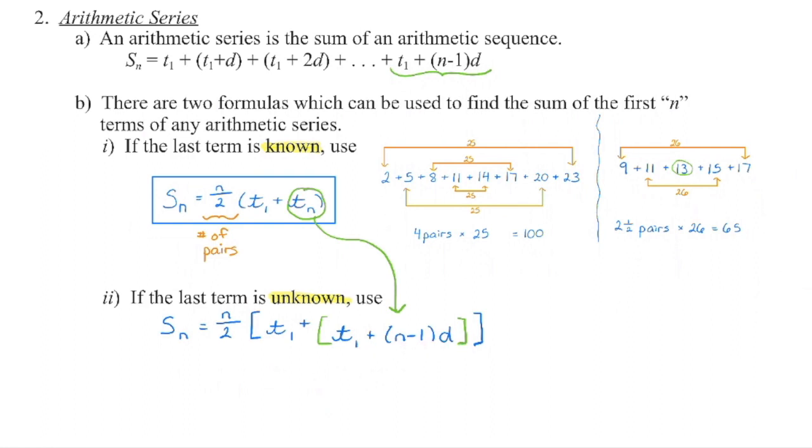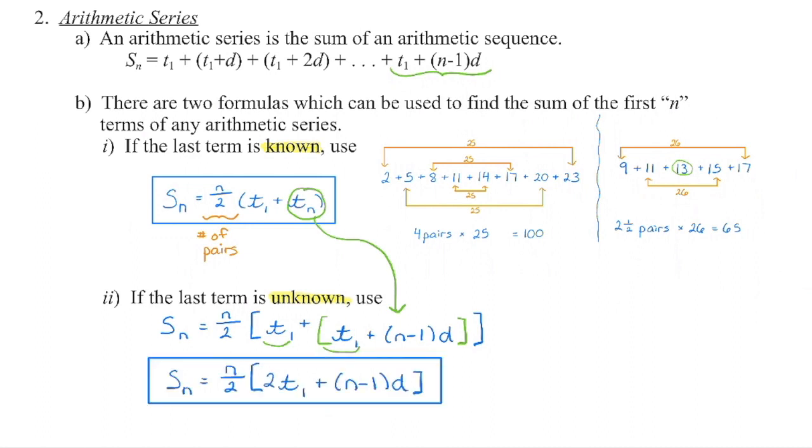So now if we go to simplify this, we can add those two term ones together, and we can simplify this down to this formula. So if we know the last term, we can just put the value in. If we don't know it, we're going to calculate that value first of all.